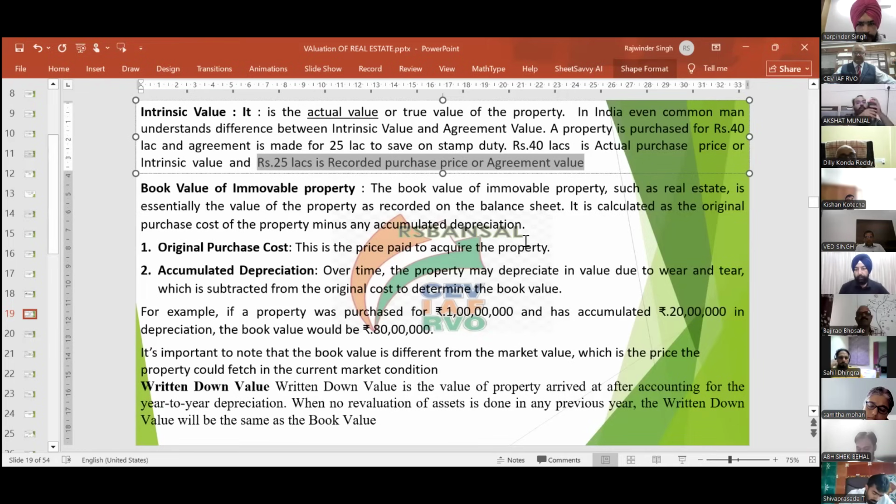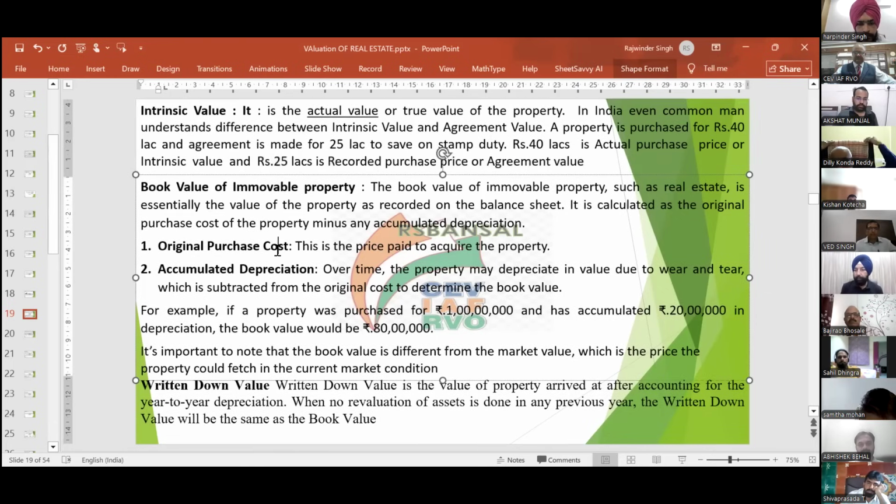Similarly, they go on applying depreciation, and after some years the book value in their records is 8 lakh. So the value in the books of records of a company is called book value. It will depend upon the original purchase price and accumulated depreciation.